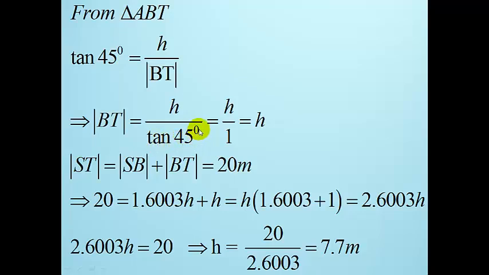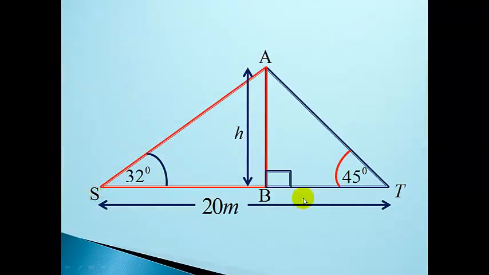Now, tan 45 degrees is equal to 1. And now, instead of H over tan 45, because tan 45 is equal to 1, we have H over 1. And H divided by 1 is equal to H. Now, let's go to the diagram and see what is happening here. ST is equal to SB plus BT, and this is equal to 20. We were given the distance from S to T to be 20 meters.